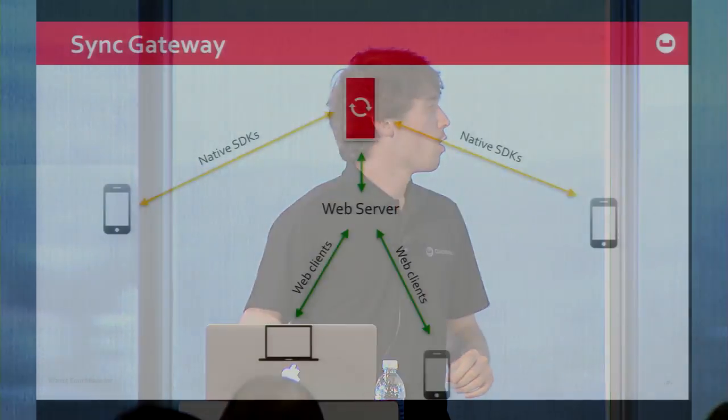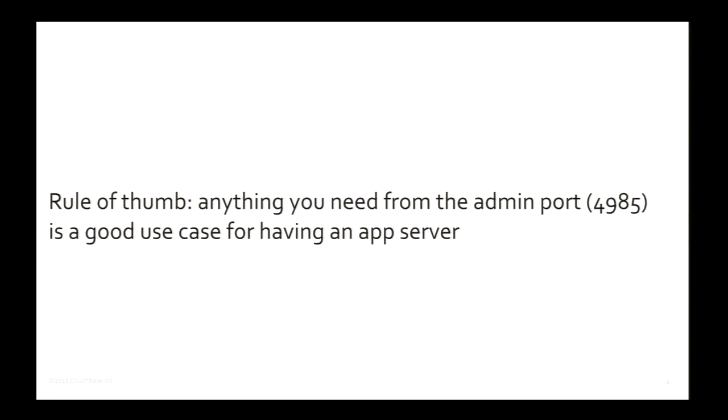So for example, that would be instead of having your web clients talking to Sync Gateway directly, they would be talking to your Node.js server maybe, or any other server. And the rule of thumb there is anything you need from the admin port is a good use case to use an app server. So, for example, creating a user is not available on the user port. You can only create a user from the admin port. So that's where you could have your app server and expose that endpoint to your web apps and your native apps to say, that's where I create a user.